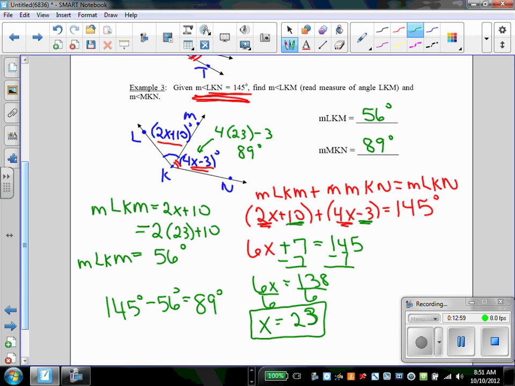This angle right here. Now remember, the sum of the two angles has to be 145 degrees. Make sure you check that it's actually working. So these two angles added together should equal 145 degrees. Well, I hope that helps you out for section 1.4, and we'll go through any questions you have in class.